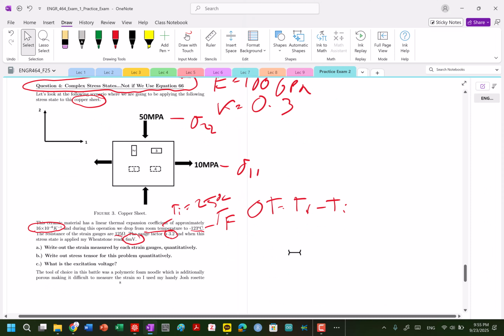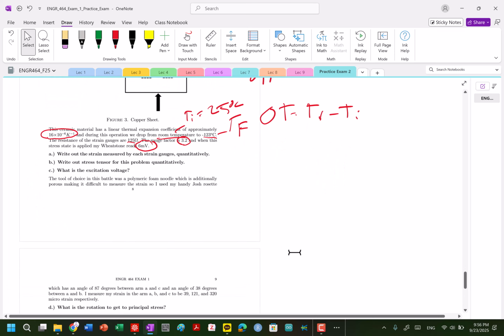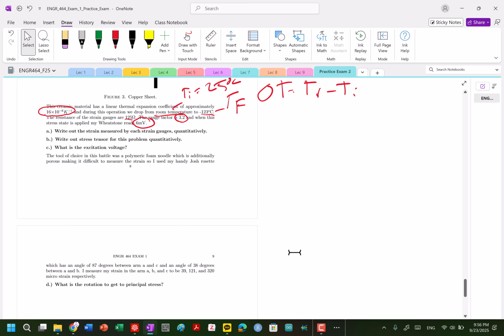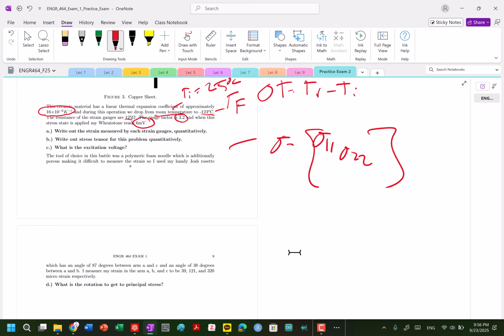Anything else in this problem? No. We got the excitation voltage. Stress tensor, I mean, we solved for the stresses already, and the stresses are actually given to us. So sigma 1, sigma 2, and then everything else is 0, in case it's asking, but we're okay there. Done.